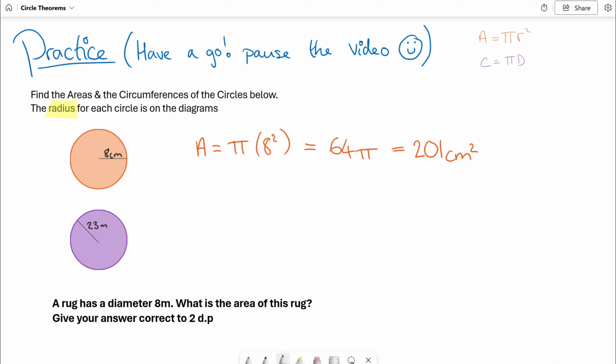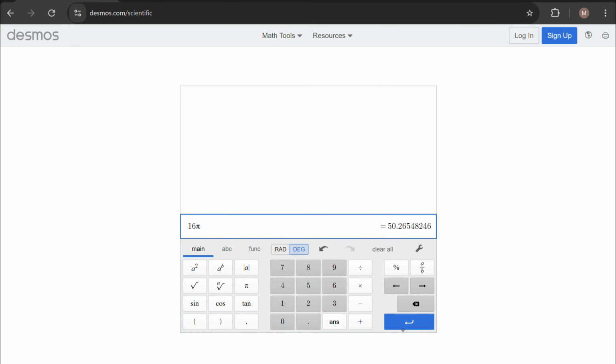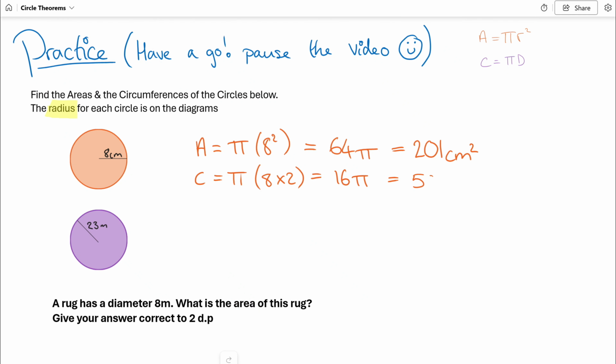All right, the next one. Oh no, we didn't even do the circumference, my bad. So now the circumference is pi d. Diameter is 2 times the size of the radius, so 8 times 2. So the circumference is 16 pi. All right, and now we're going to convert it. So it's 50.3 centimeters. No squared, because remember, it's like the perimeter, it's the circumference of it. Right, let's move on to the next one.